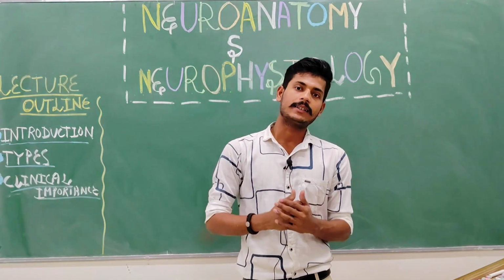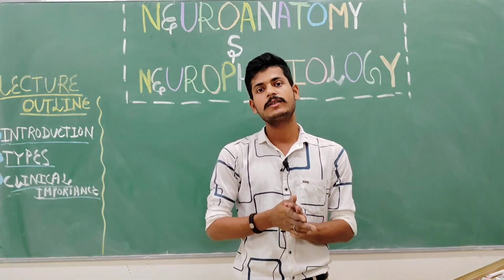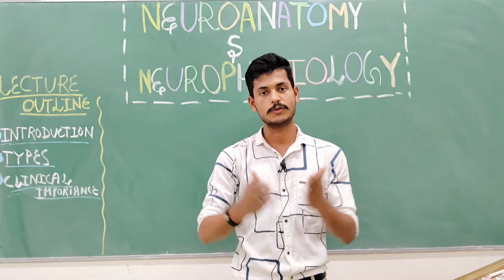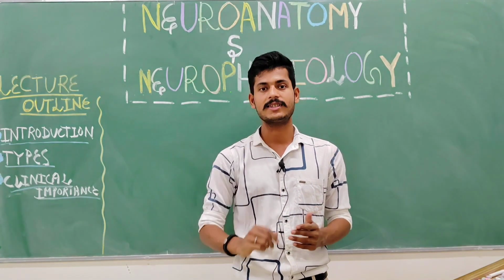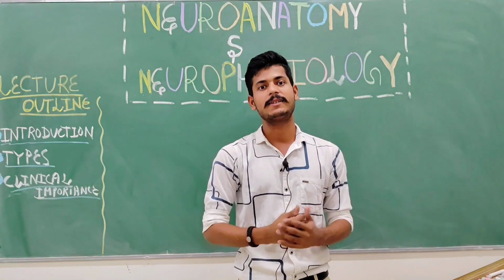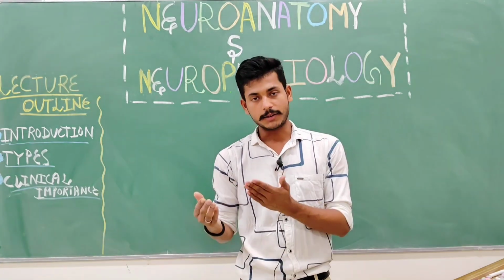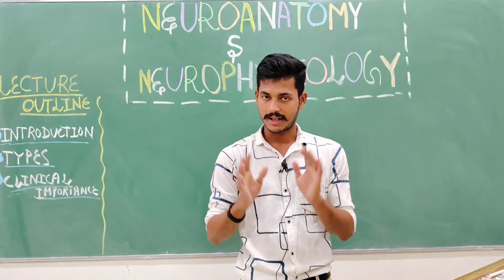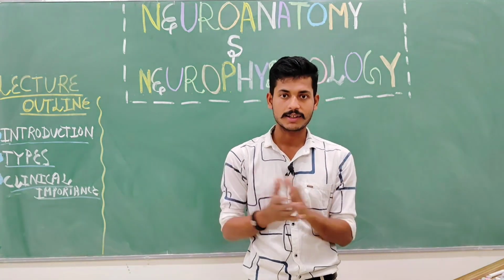Very good. Then we saw that neurons and neuroglial cells are different in many ways, but one of the ways is that neurons are excitable cells, whereas neuroglial cells are not excitable cells. Understood? And we also saw the classification.